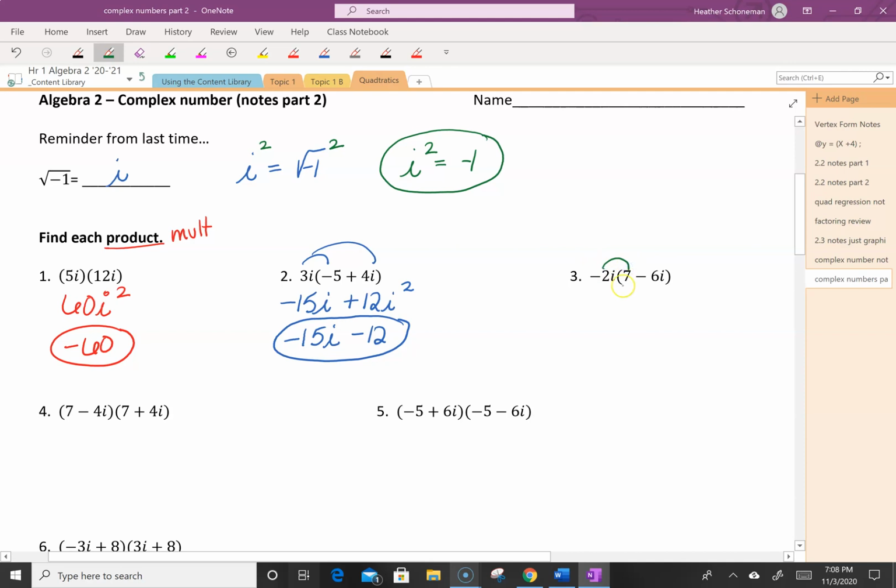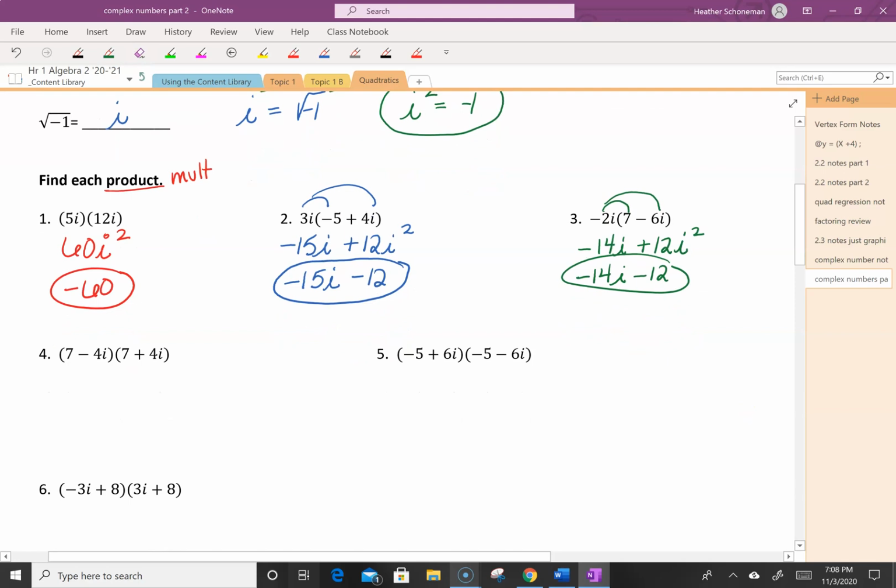So now I'm going to take -2 times 7, which would be -14i. -2 times -6 is +12. i times i is i squared. But again, i squared is -1. So it changes the sign, so I now have -12. And that's my final answer.